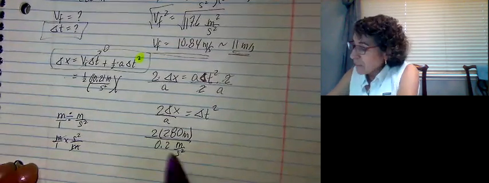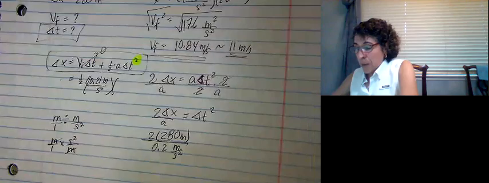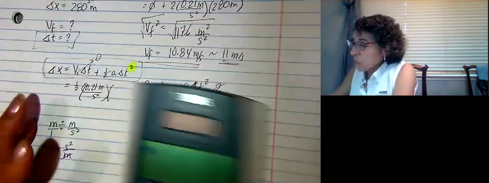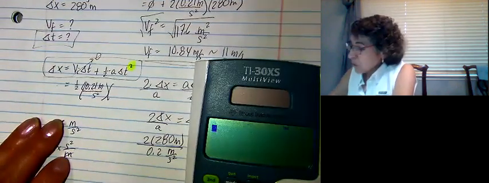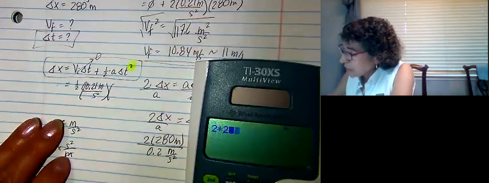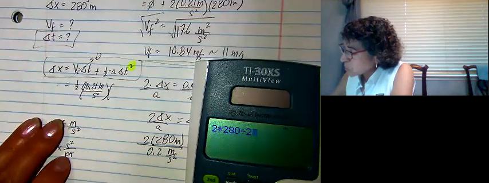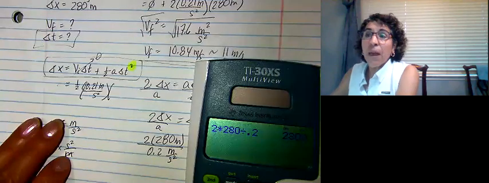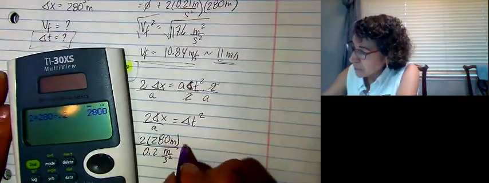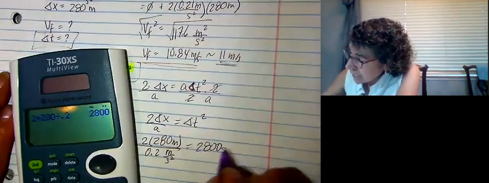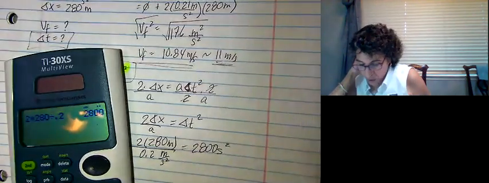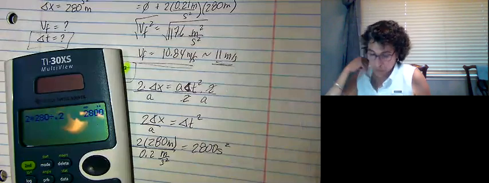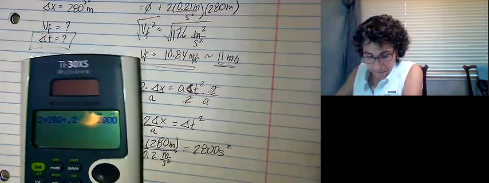All right, so what do I have here? 2 times 280 divided by 0.2. Let's do that. I wish I could show both at the same time here. 2 times 280 divided by 0.2, and I get 2,800 seconds squared. And that's not what I want. So I'm going to have to square root it. What happens when I square root this?